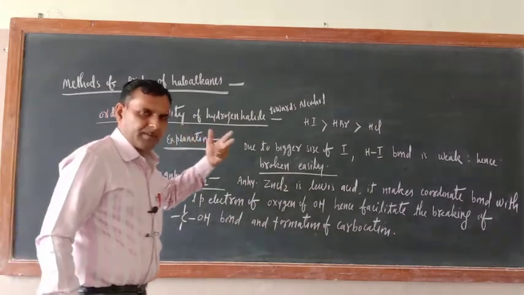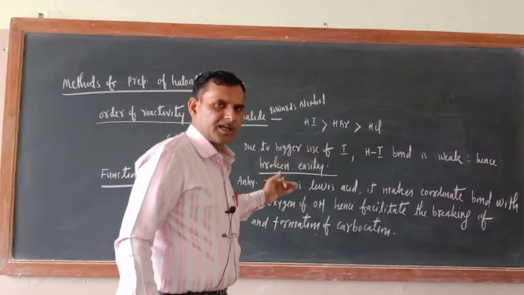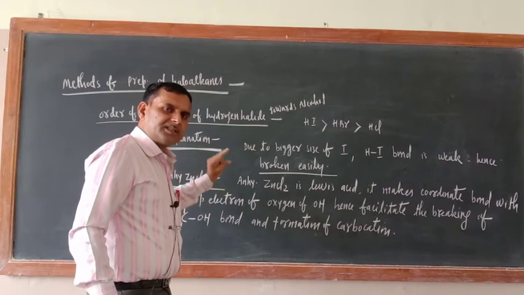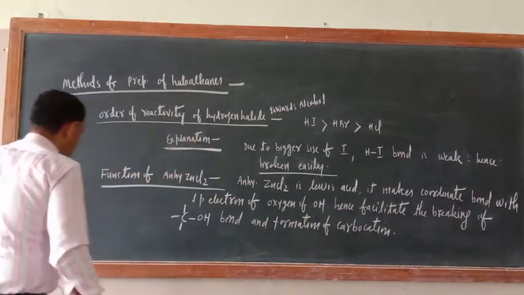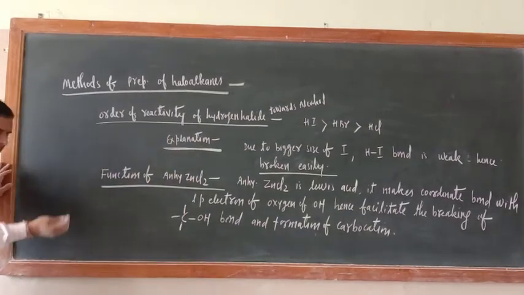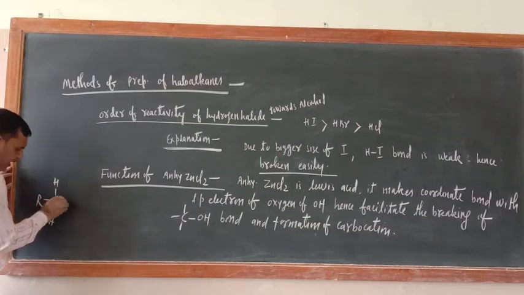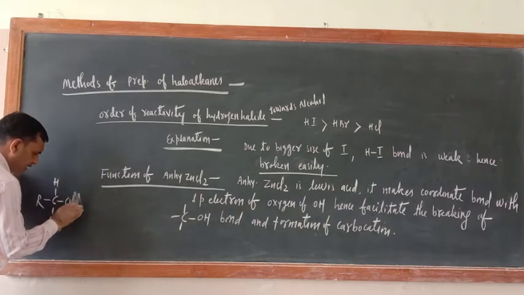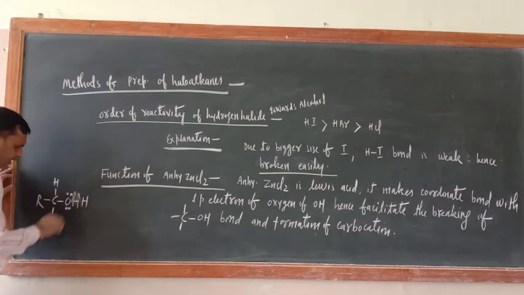Now the mechanism of this reaction is given in the next unit, that is in the alcohol chapter. Right now, just try to understand here how ZnCl2 facilitates the breaking of the C-OH bond. Take any one, 1 degree, 2 degree. Take a 1 degree alcohol. This is H, R, and this is OH. Here H, 1 degree. This is a 1 degree alcohol.